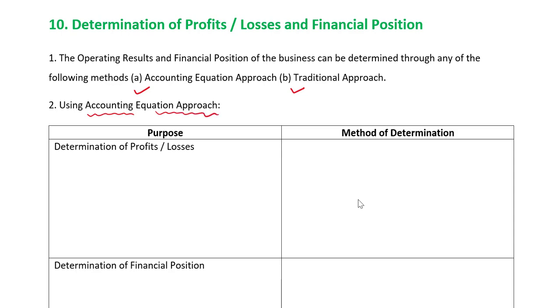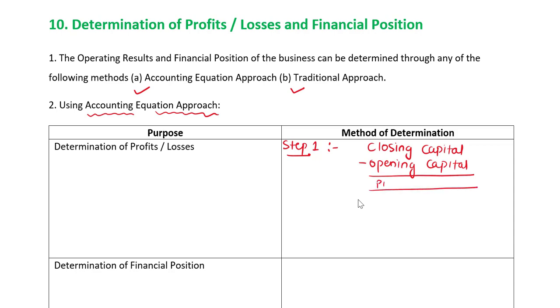So how do profits need to be determined? You can write step 1: try to find the difference between the closing capital and opening capital. Just write closing capital minus opening capital. The difference between closing capital and opening capital will give you the profit of the year.